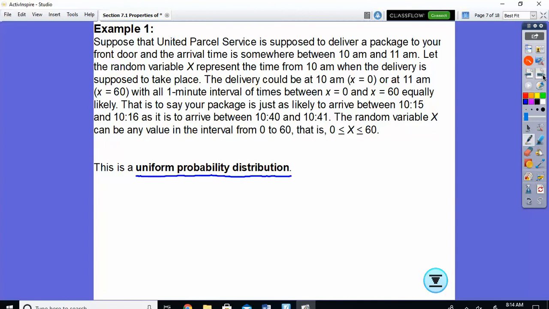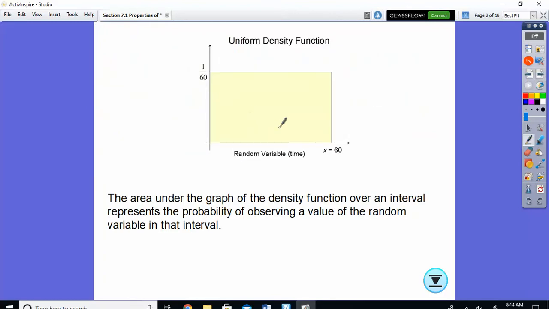The next slide I put a graph of that. So if it's uniform, because it is continuous data, we don't just have lines because couldn't your package, it doesn't have to arrive at 10:01 on the dot, does it? It could arrive at 10:01 and 5 seconds after that, or 6 seconds after that, and so forth. So it's continuous. We don't just have the vertical lines going up. We have a box here because everything had the same probability.